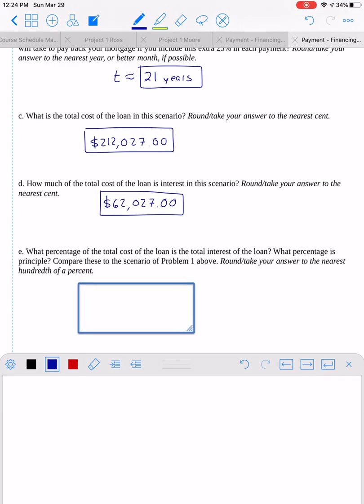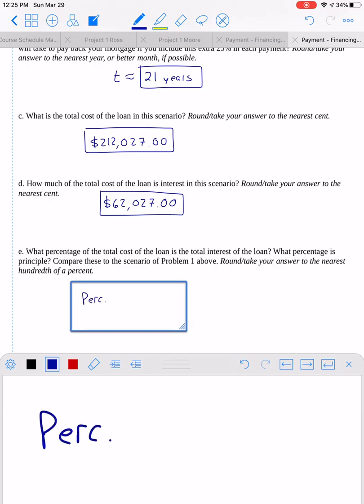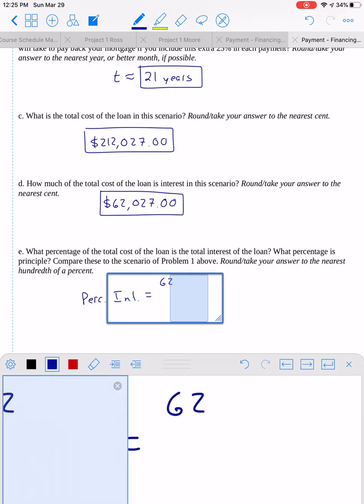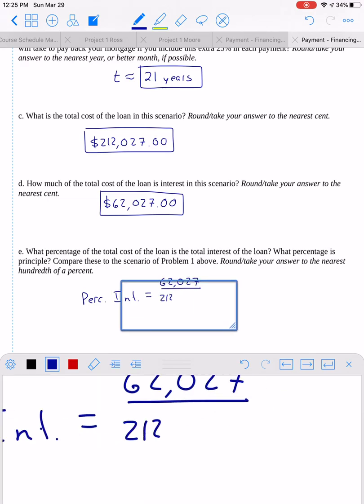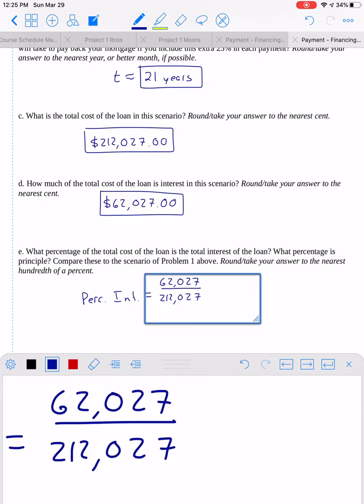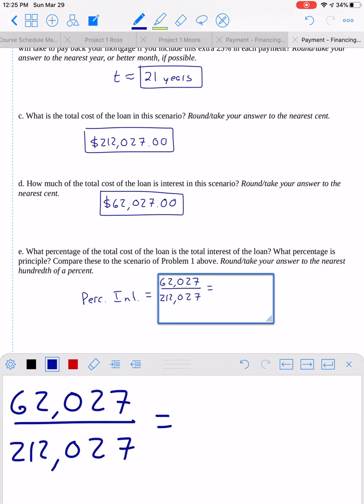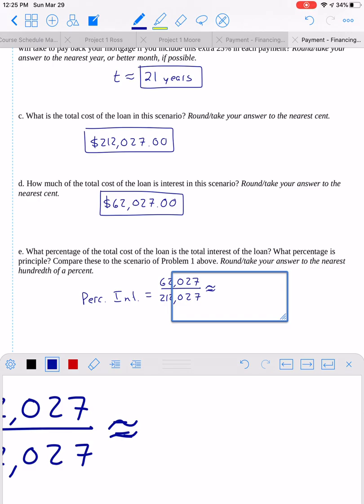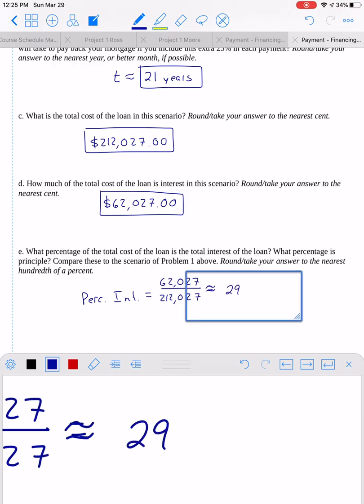Now, what percentage of the total cost of the loan is the total interest of the loan? Okay, so percentage interest is equal to, well, our interest total amount is $62,027, and we'll divide that by $212,027. The .00 doesn't matter for either of these. These are still equal. It's just for answer formatting that we have to do that. And the value we get out of this, converted to a percentage and rounded to the nearest second decimal place, comes out to be 29.25%.